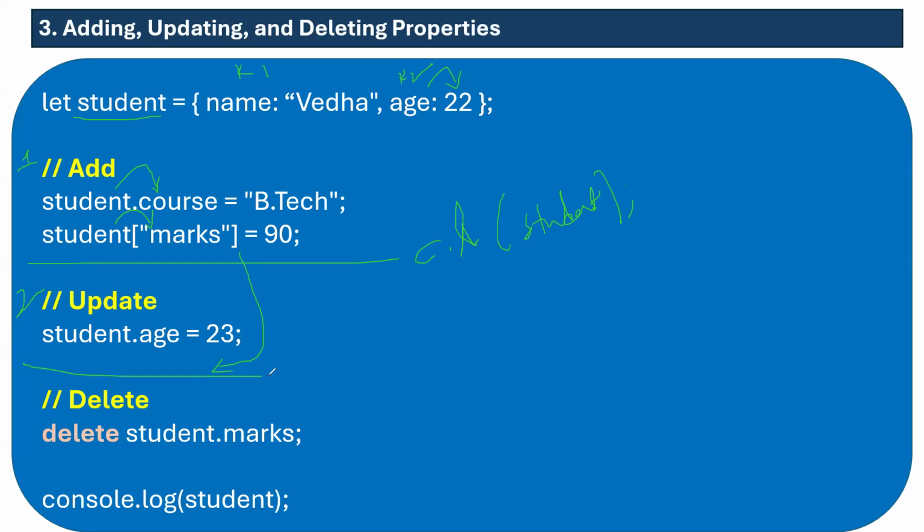Now after this line, if you do console.log, what is your output? How many properties? Four. Now in this case, what will the age value be? 23. Correct. It's not 22.